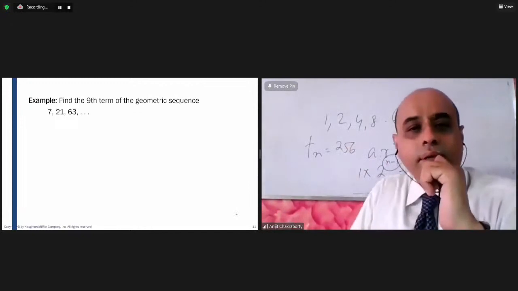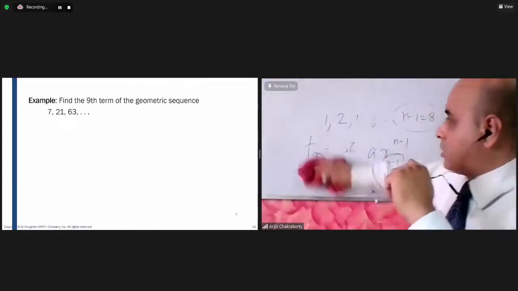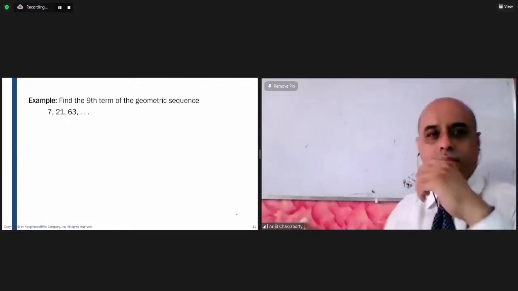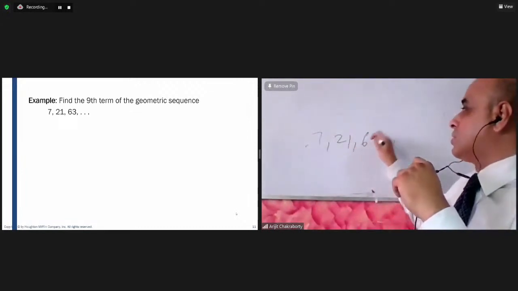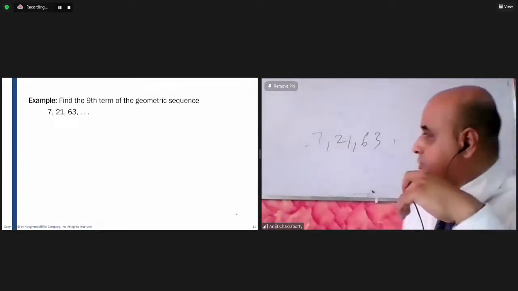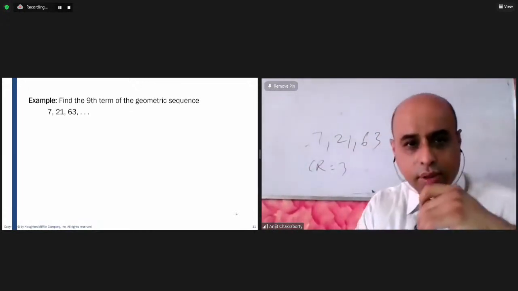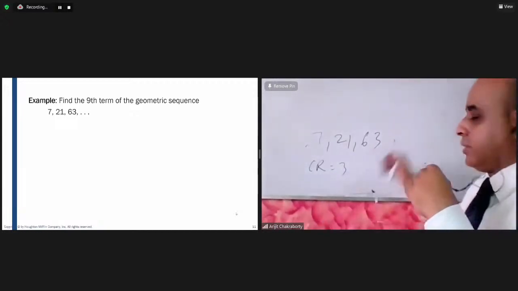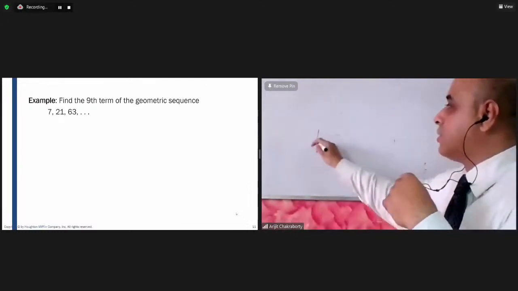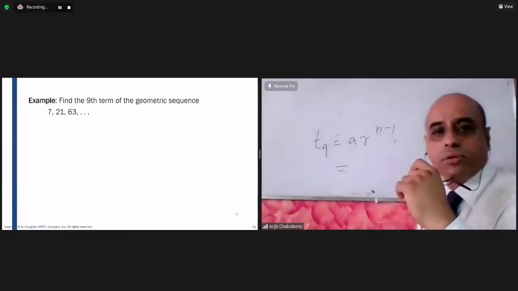Okay, now find the ninth term of the geometric sequence 7, 21, and 63. So this is clear. We can see that there is a common ratio of 3. As simple as that. 7, 21, 63. 7 into 3 is 21, 21 into 3 is 63. Therefore, the common ratio is 3. We have to find the ninth term. Okay, so term 9, T9. So T9 will be what? T9 is AR to the power n minus 1.